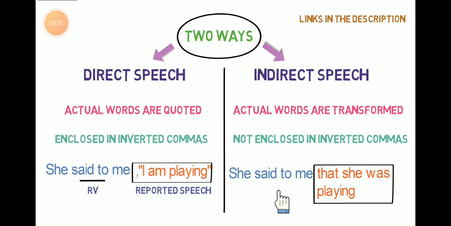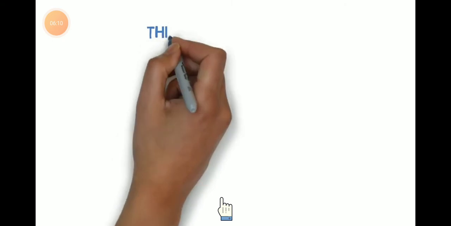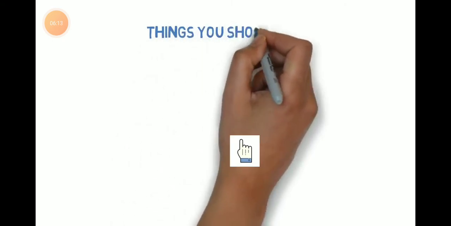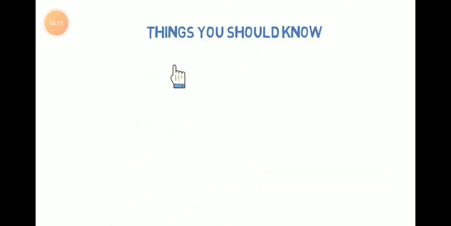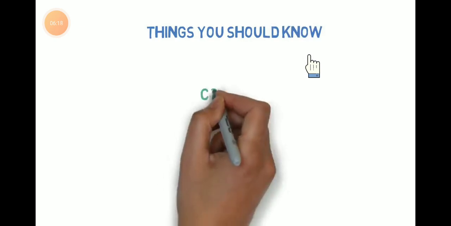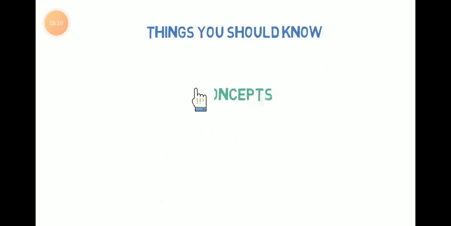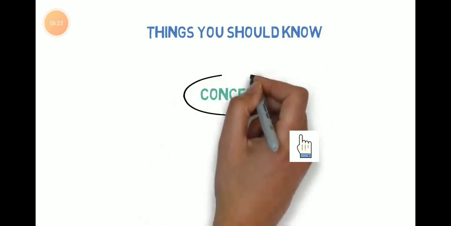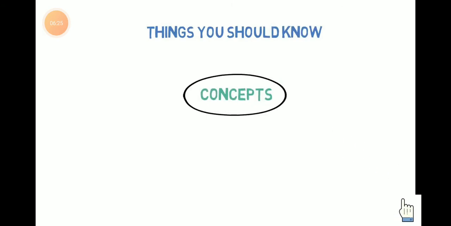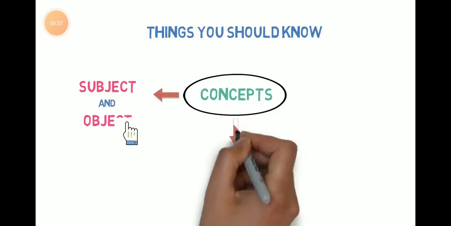So students, let's begin with those rules and points they have discussed regarding direct speech and indirect speech. So let's quickly revise direct speech and indirect speech. First thing, see here, the things we should know while converting direct speech into indirect speech. So what are these things? These things are called concepts. Let's call them concepts. So first one is subject and object.